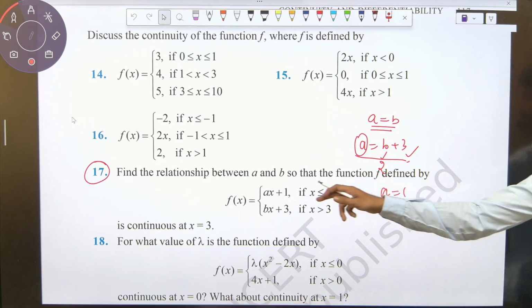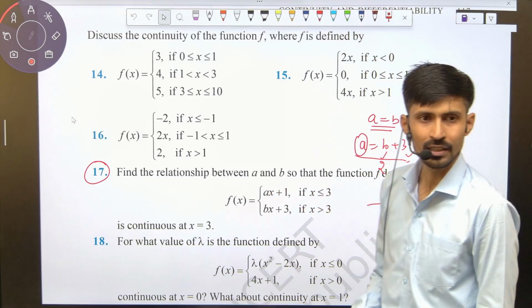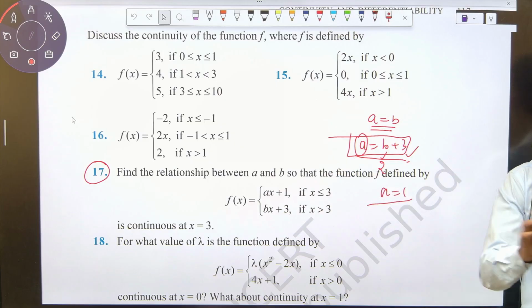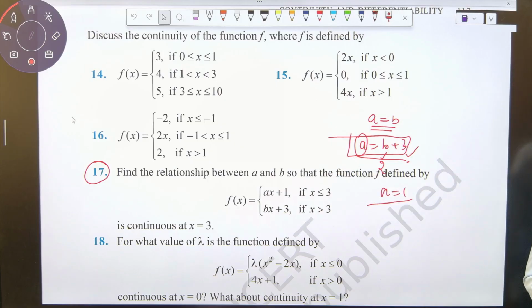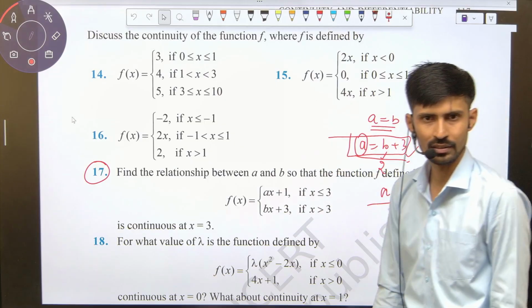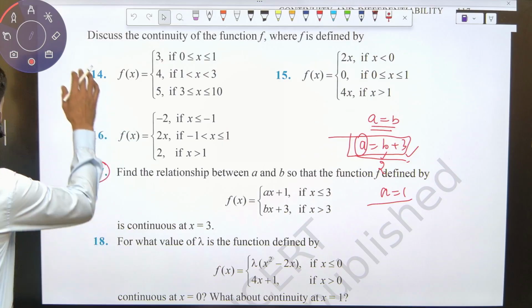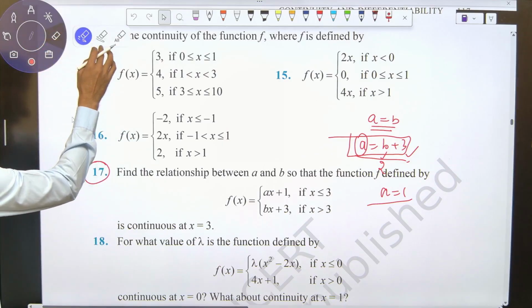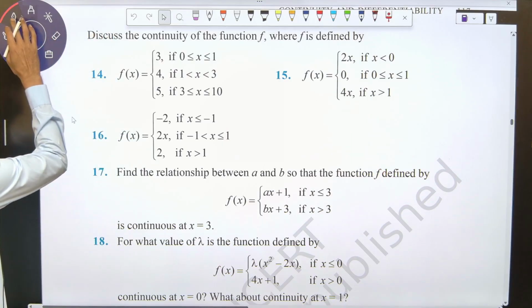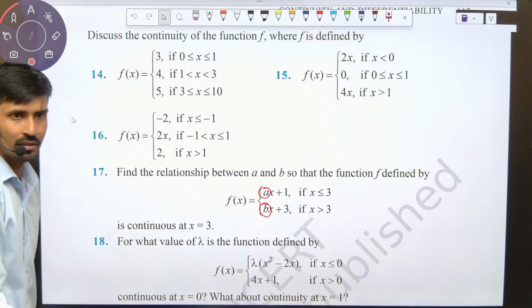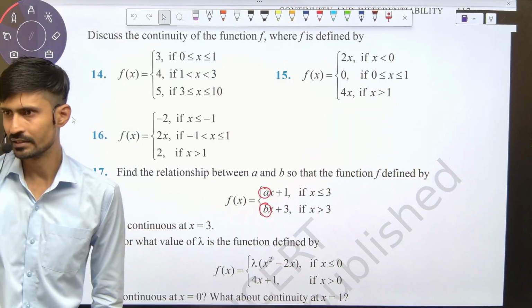So whenever the question is find relationship between A and B, it means this type of equation you will get between A and B. You cannot find A is 3, B is 5, something like that. So in NCERT they are asking find relationship. That's why this question is important in JEE exam. Why is it important? Because one type of question with A and B they have mentioned in NCERT.